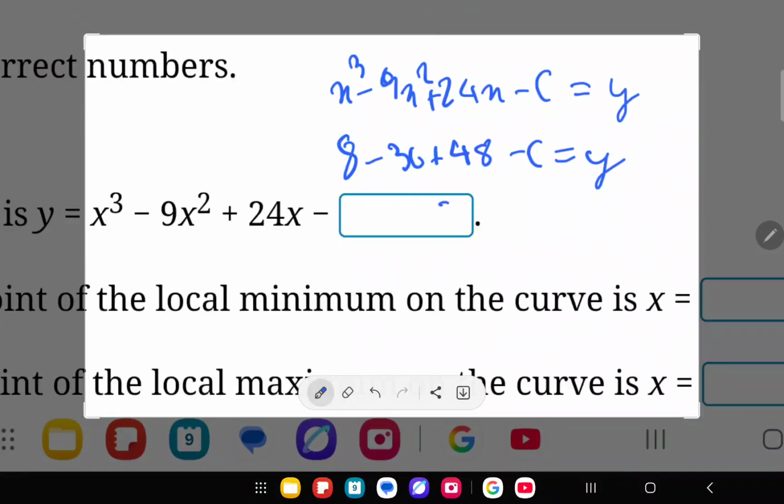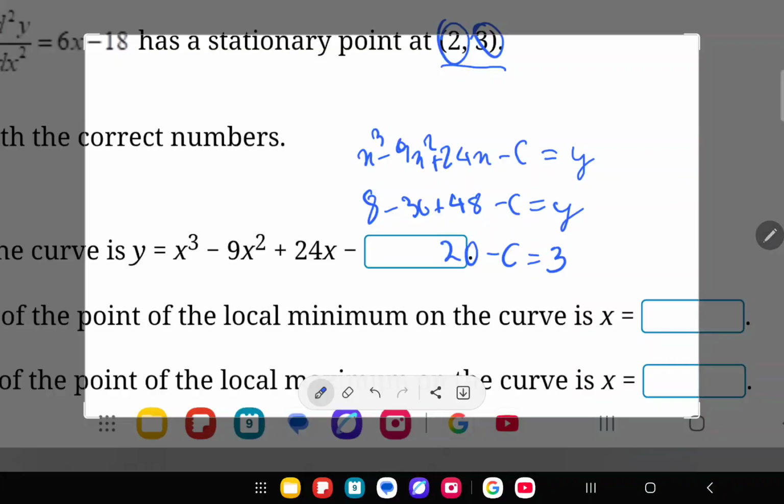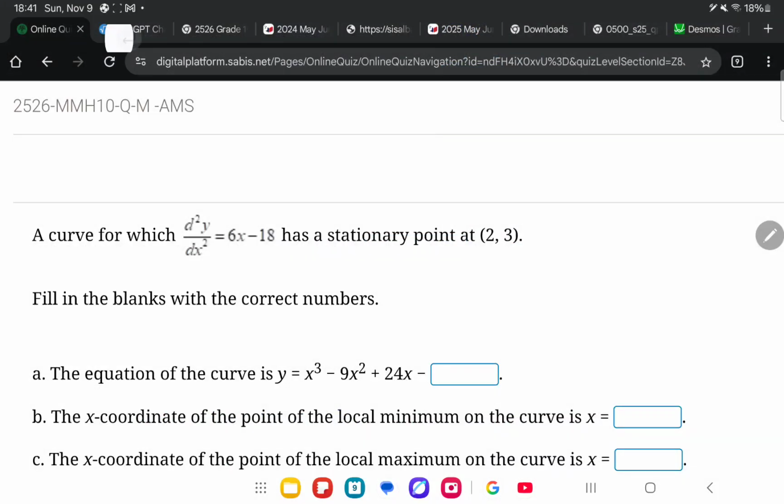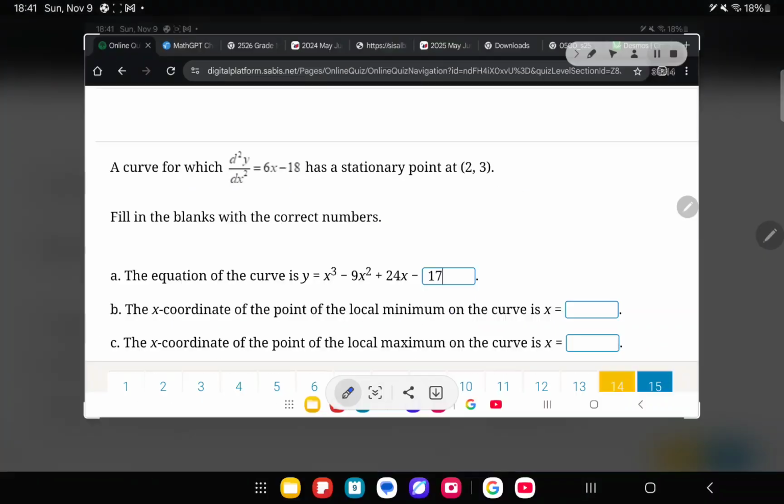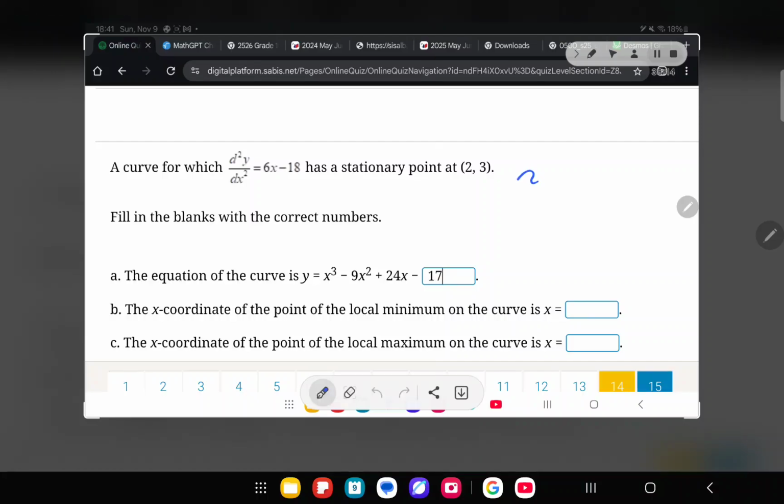Yes, I get 20 over here, and then once I get 20 here, 20 minus c is equal to 3, of course. That means c is going to be 17, or this unknown constant will be 17. Next is the x coordinate of the point of the local minimum of the curve. So how do we find the minimum or the maximum? We can use the second derivative here. But, however, we can just derive this as well.